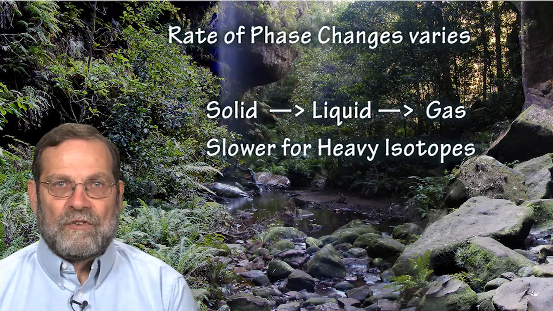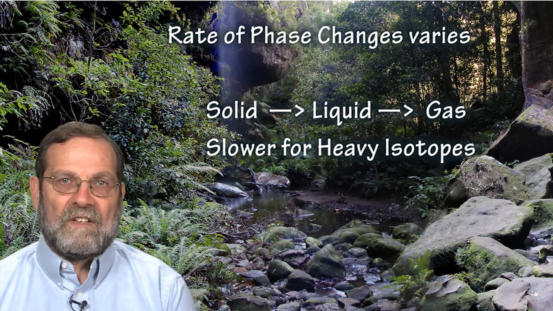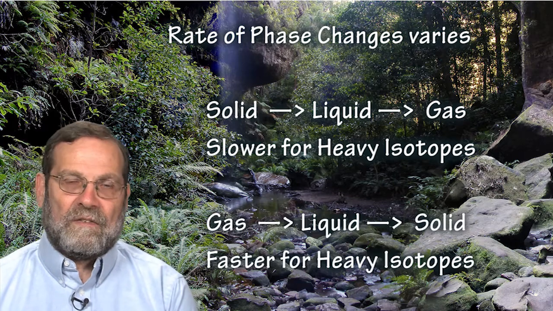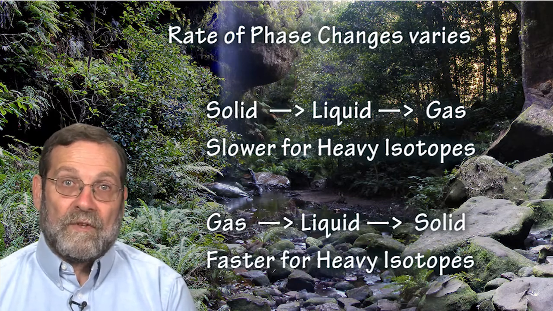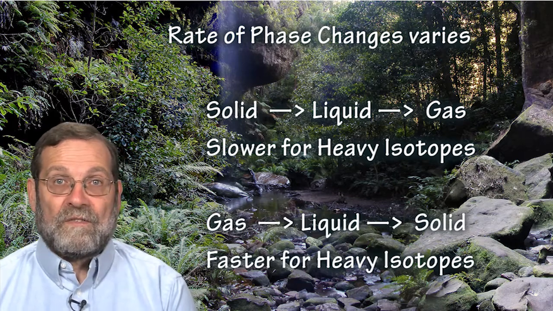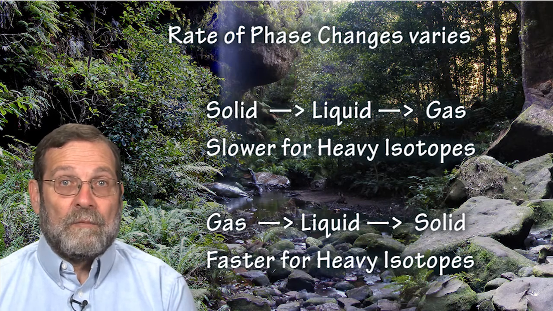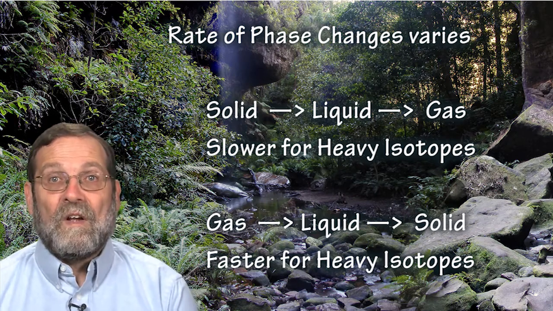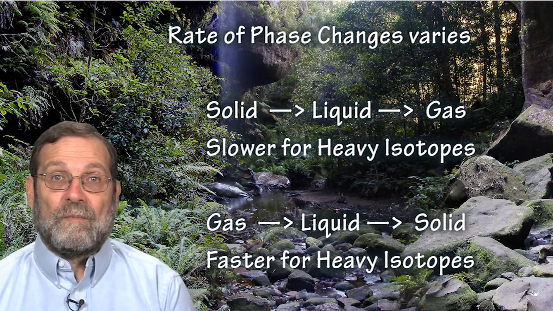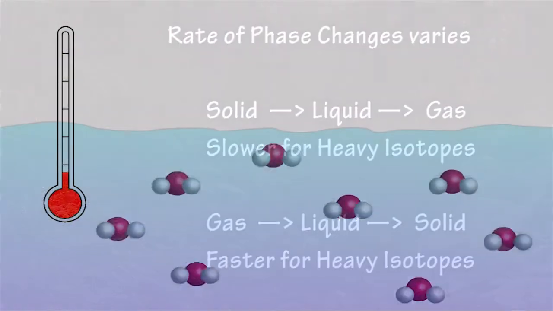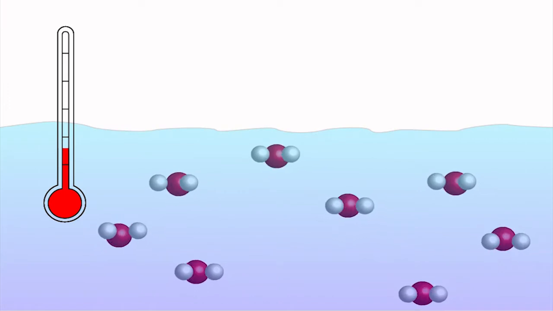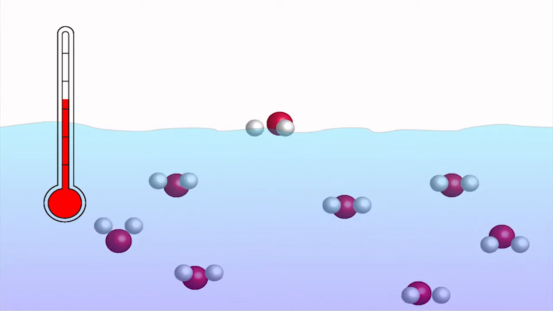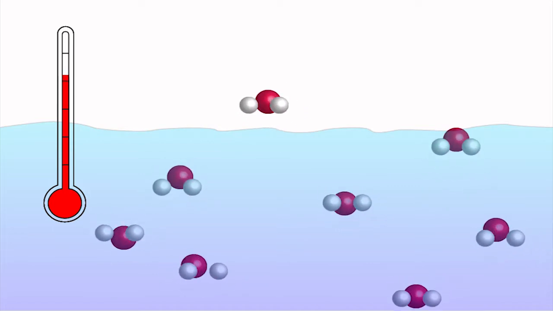At a given temperature, when molecules have a certain amount of kinetic energy, molecules with a heavy isotope are less likely to evaporate, change phases from liquid to a gas, or melt, change phases from a solid to a liquid, and more likely to condense, change phases from gas to liquid, or freeze, change phases from liquid to solid. Higher temperatures stimulate the motions of all molecules, and a greater percentage of those with heavy isotopes cross the threshold to change phases.